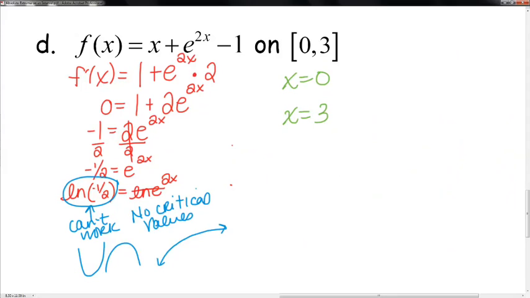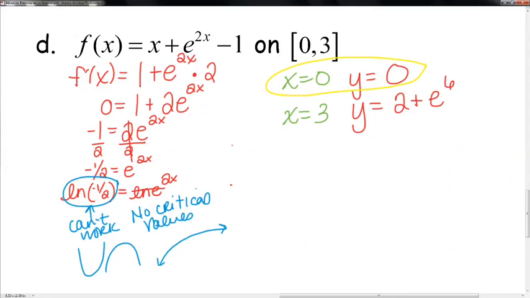So if I plug in 0, y is going to be 0. If I plug in 3, y is going to be 2 plus e to the 6. And so this right here is my minimum. That's my absolute min. And this right here is my absolute max.